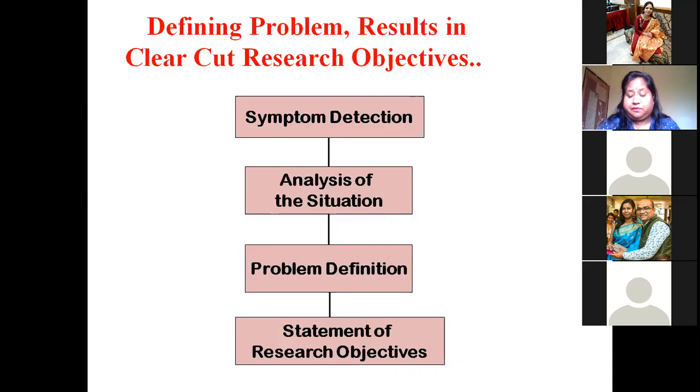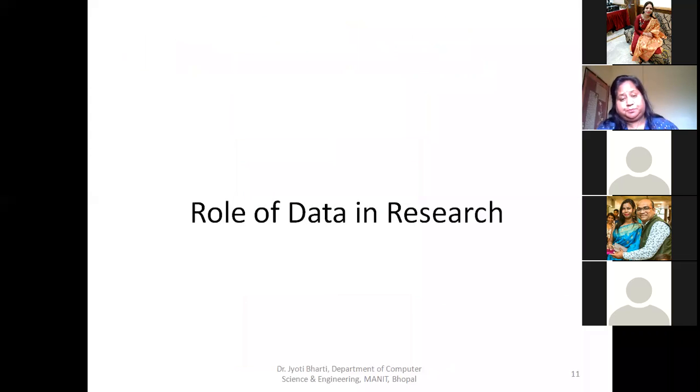And the statement of research objective. According to the problem, what will be your objective? The objective is that whether we take the image in sunlight or dim light, it can always work, or whatever the position of the camera, it can deal with it. So these are the generalized research problem and objective which should be clear-cut in your mind. Then according to that, the database is designed. And now, the role of data in research.